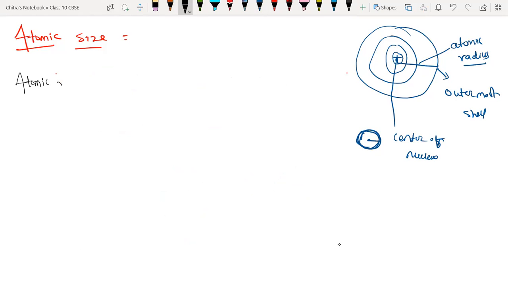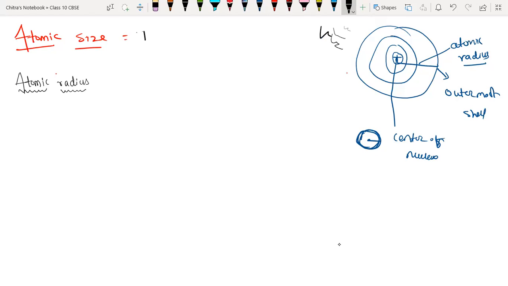Sir, what unit did you set for atomic radius? The unit is picometer. Okay. So I'm just going to write the definition for atomic radius now. Let me make it a larger one. So atomic radius is what?